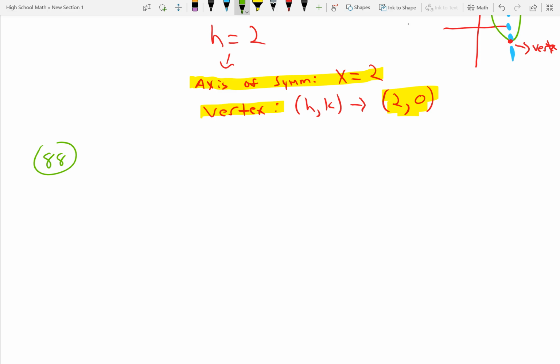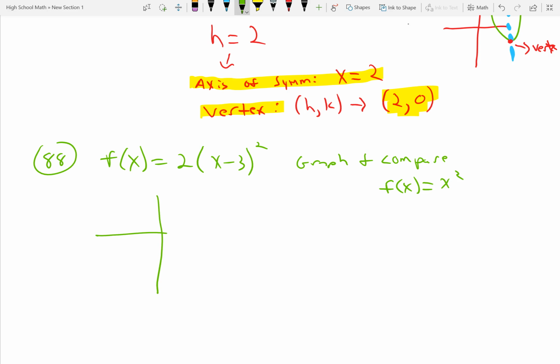Number 88. We're asked to graph f of x is equal to 2 parentheses x minus 3 quantity squared, and graph and compare to our parent function f of x is equal to x squared. Alright, so we begin by graphing our parent function. This is the parabola f of x is equal to x squared.